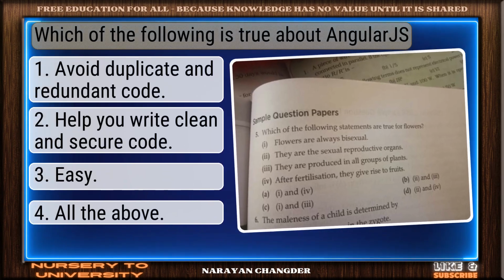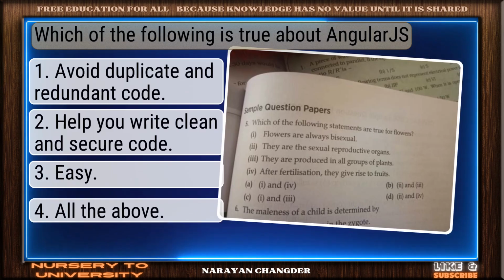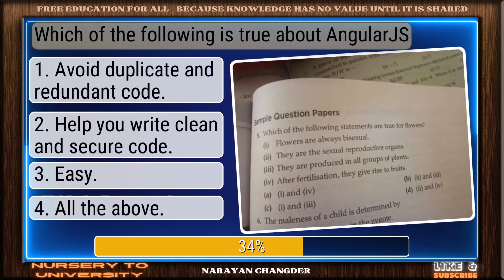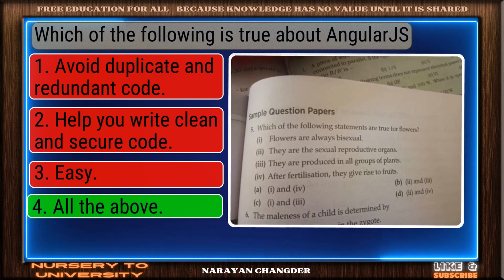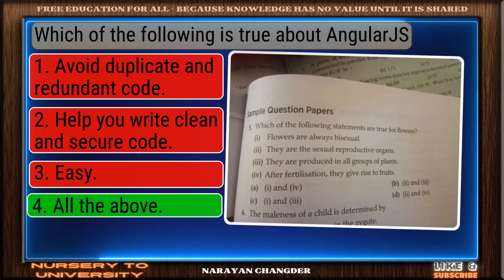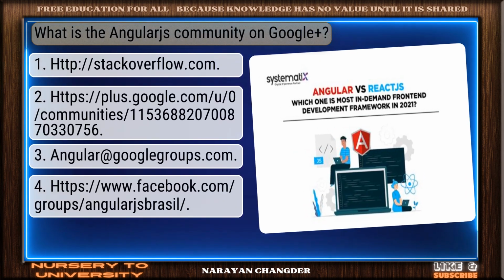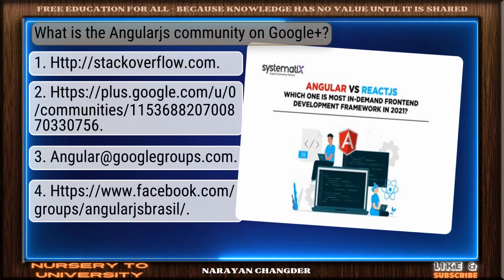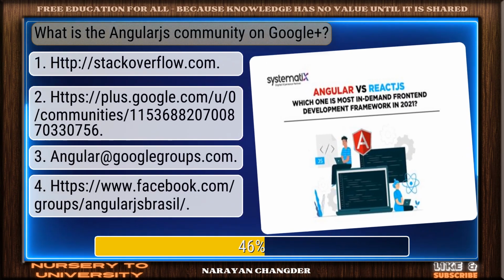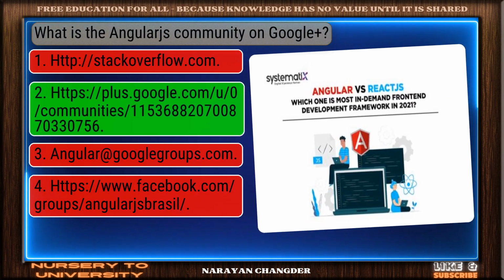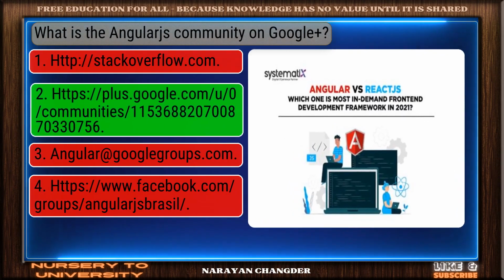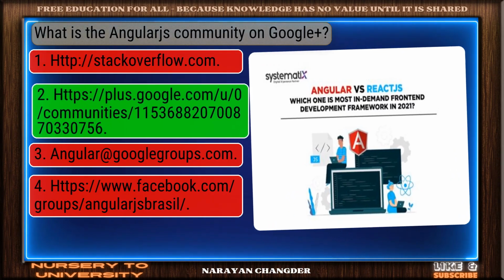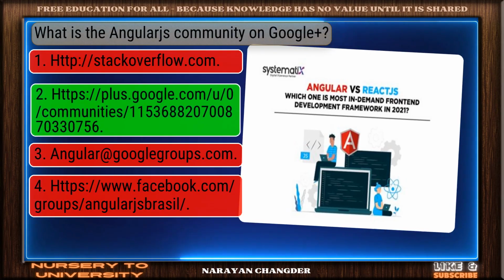Question number 37. Which of the following is true about Angularjs? Excellent choice. All the above is the right answer. Question number 38. What is the Angularjs community on Google+? Google Communities. 153-68-2L7-873-30756 is a solid answer.